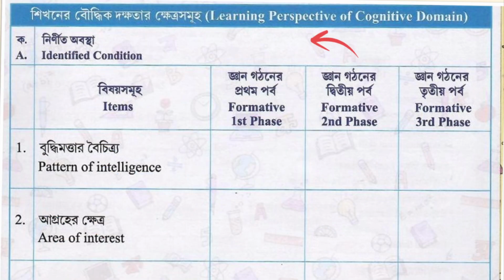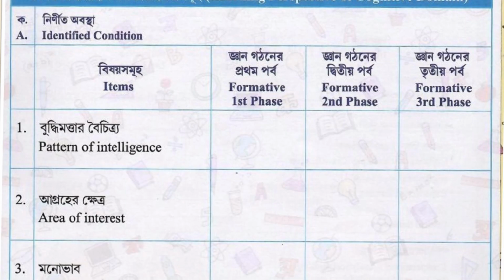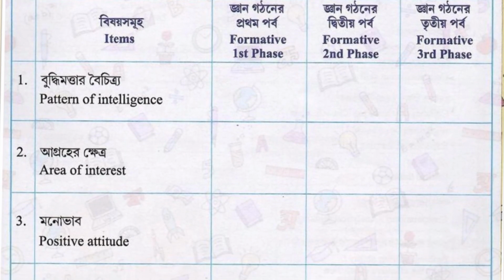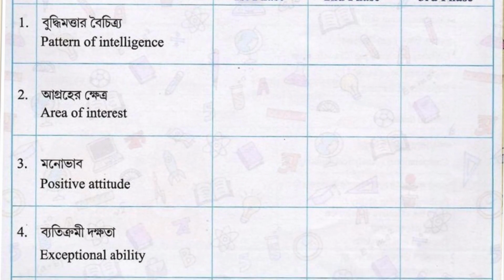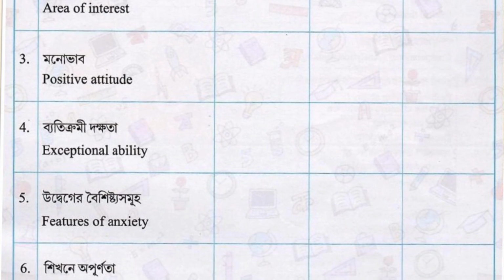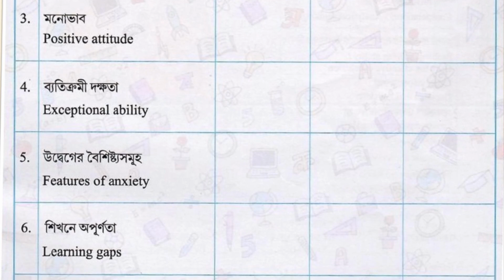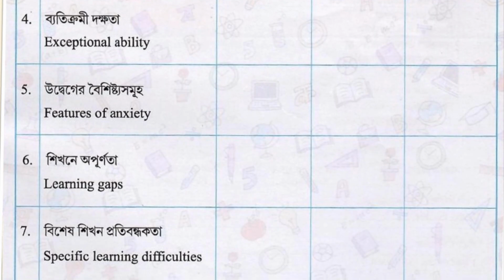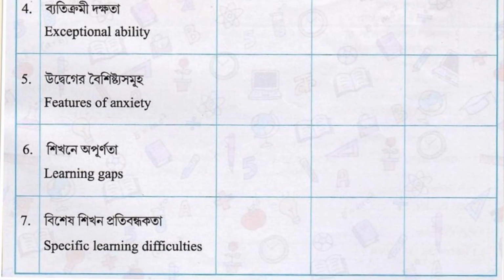On the next page, we as teachers have to evaluate the learning perspective of the cognitive domain. This section is truly special as it highlights how a student thinks and learns. Here, section A is identified condition. Teachers record insight into the student's pattern of intelligence, area of interest, positive attitude, exceptional ability, features of anxiety, learning gaps, and specific learning difficulties.